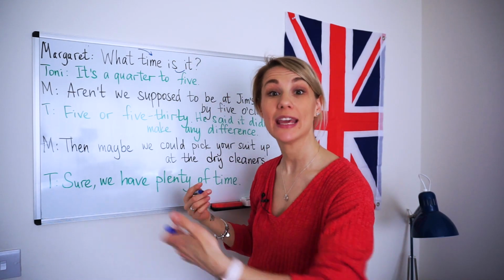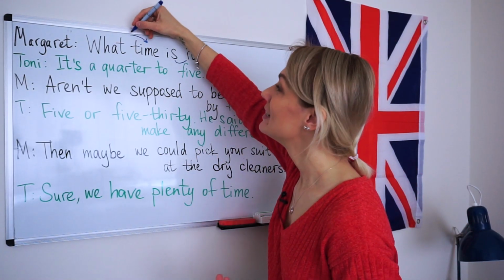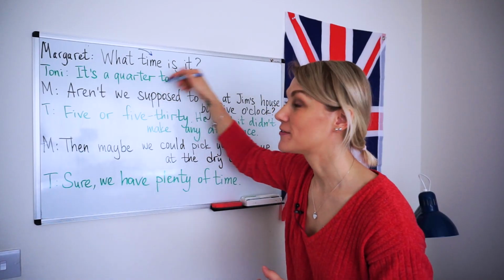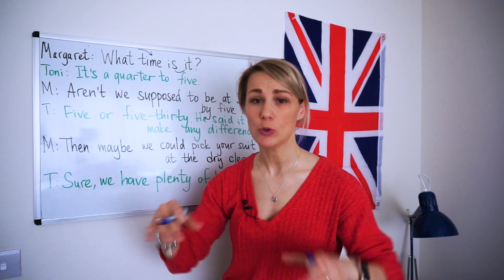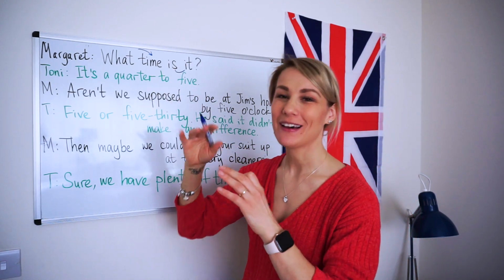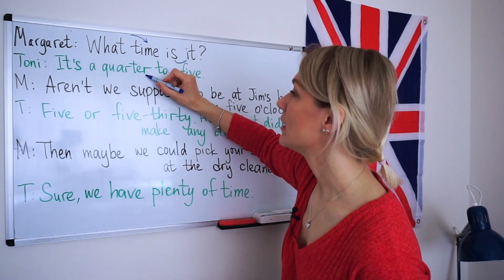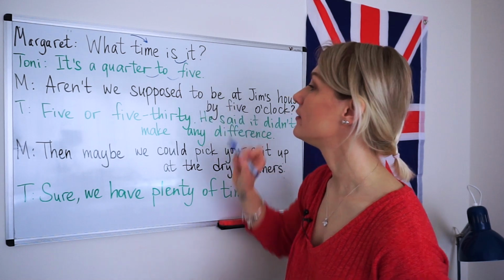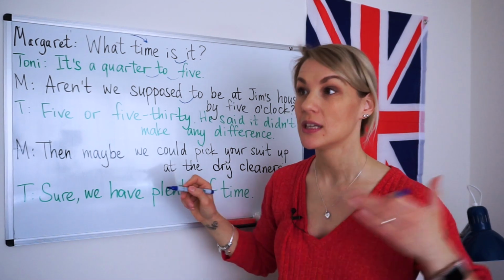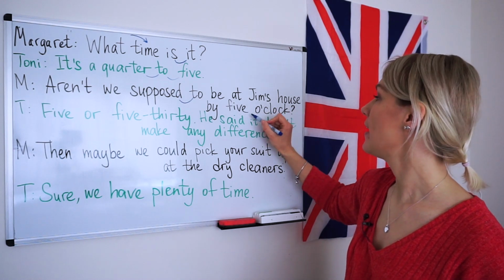If you want to take a further step in practicing your sort of natural speech, you can mark intonation if it goes up, if it goes down. There are lots of different markings you can make. I'm not going to overload you with those at the moment, so let's just do the most obvious ones. It's 5:15. Again, quarter to 5. Aren't we supposed to be, not supposed to be, aren't we supposed to be at Jim's house by 5 o'clock?